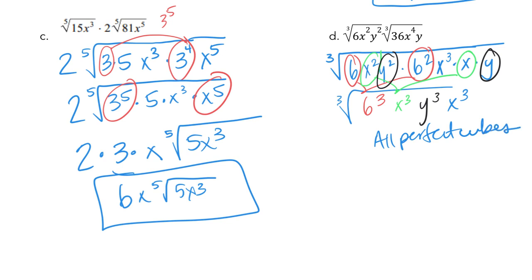the cube root of 6 cubed is 6. I've got 2 x's, that's going to give me x squared, and then y is going to be by itself.